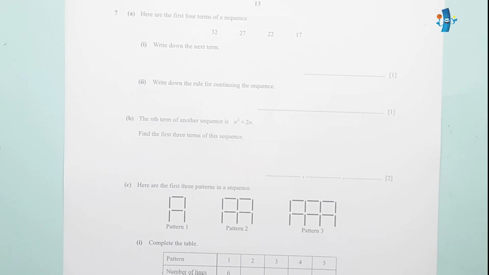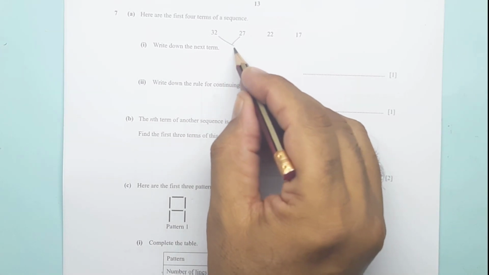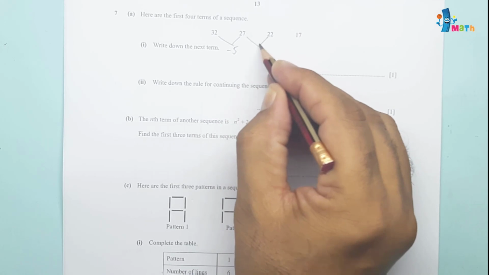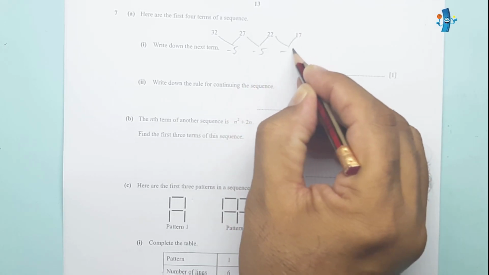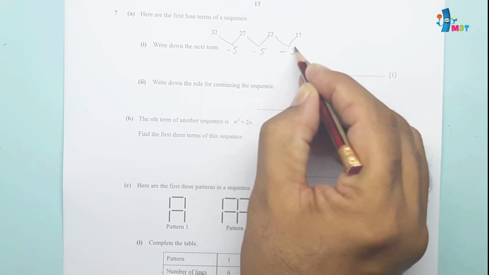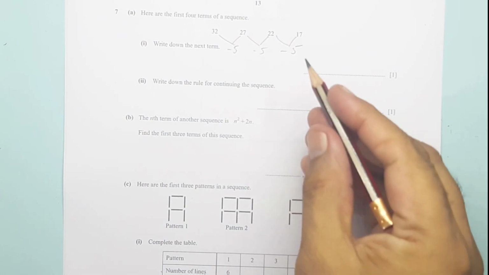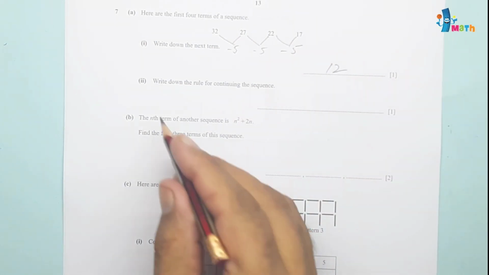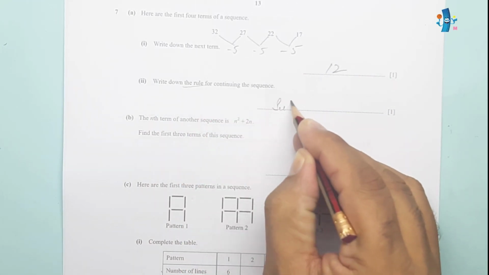Here are the first 4 terms of the sequence. If you check the difference, this will be adding 5, basically subtracting 5. So if you subtract 5 from 27, you will get 22. This is again subtracting 5. Then write the next term. The next term will be 17 minus 5, which is 12. So we'll write here 12. And the rule we have to give is subtract 5.